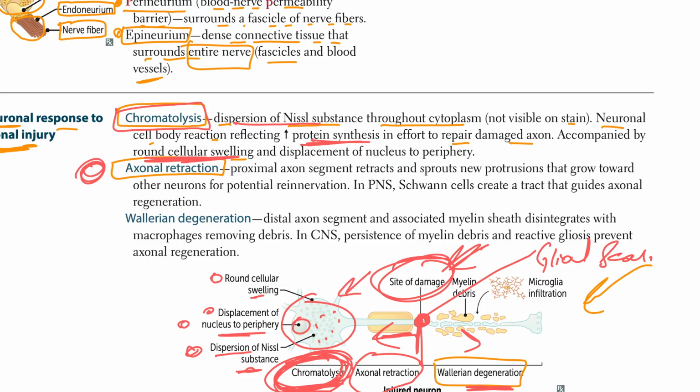Then the second thing you have is called axonal retraction. Axonal retraction is when the proximal axon segment retracts and sprouts new protrusions that grow toward other neurons for potential re-innervation. In the PNS, the Schwann cells are there. They create a tract that guides axonal regeneration.